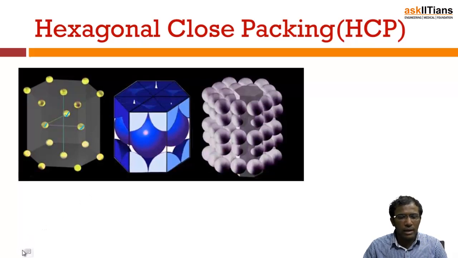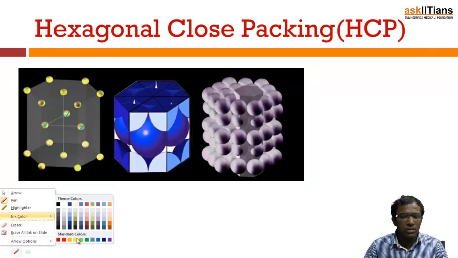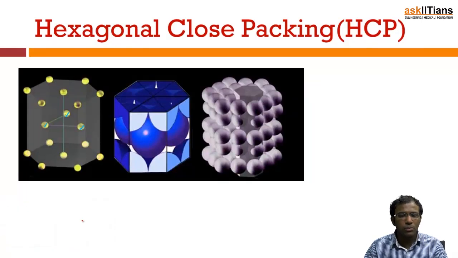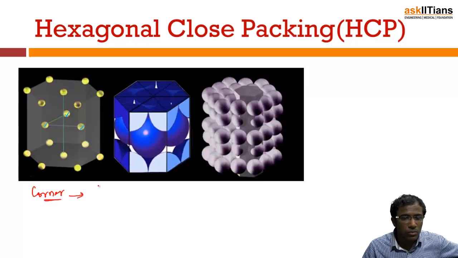If you calculate the number of particles per unit cell, you will get 6. Let's see how you will get 6. How does the HCP unit cell contain 6 particles effectively? Here we have corner particles. Let's see the contribution of the corner particles and how many corner particles we have. In total we have 12 corner particles, right? 12 corner particles, and each corner is shared by how many?